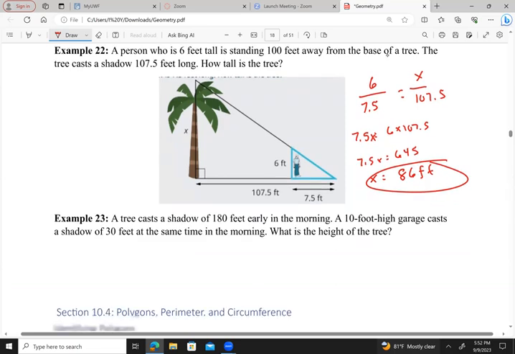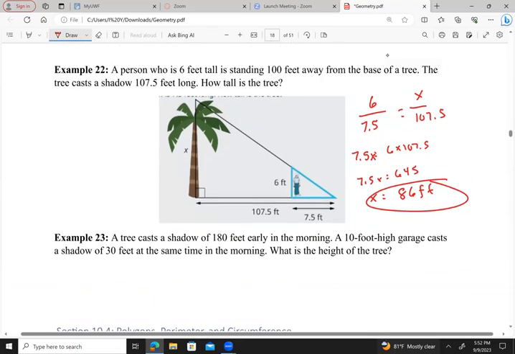All right, what do we have here? A tree casts a shadow of 180 feet early in the morning. A 10-foot high garage casts a shadow of 30 feet at the same time. What is the height of the tree? Now we're looking at a tree here, and our shadow is 180 feet. We don't know this. Then we're looking at our garage. Our shadow is 30 feet, and it's 10 feet high. So these are similar triangles. They're both right triangles. They both have the same measure from the sun down.